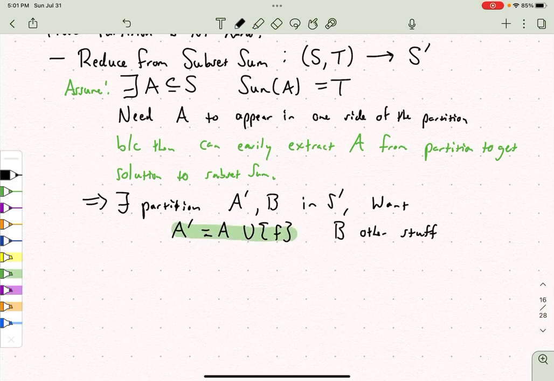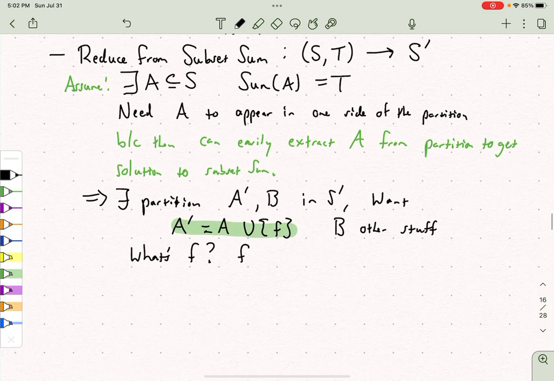So this is the idea. What's F? What would make sense? Well, what's something really big that's easy to identify? One easy thing would just be F is the sum of S, because obviously the sum of S can't appear in S unless there was only one element. So as long as there's more than one element, this will be easily identifiable. This will be the only element in our new set of size sum of S.